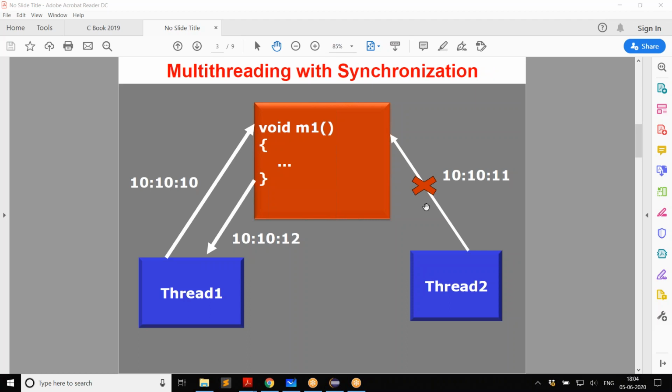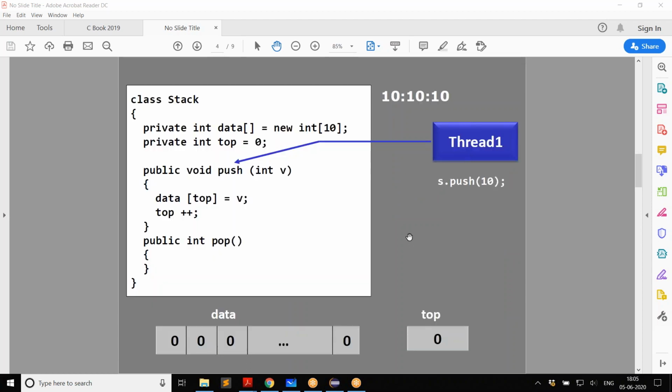Now this is with synchronization. When you apply synchronization, you do not allow the second thread to enter into M1 as long as the first thread is still inside M1. So you are saying one at a time. Either thread 1 can enter into it or thread 2 can enter into it, not both. Now, why do we not allow the second thread to enter into method M1? To understand it, we need to understand something slightly different.